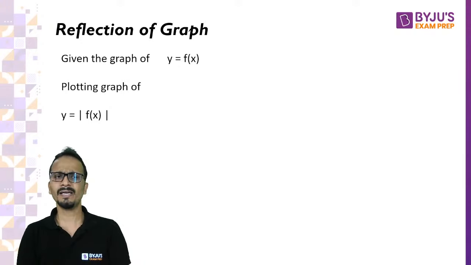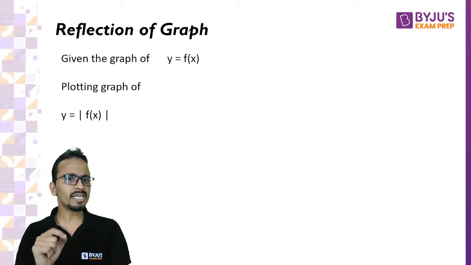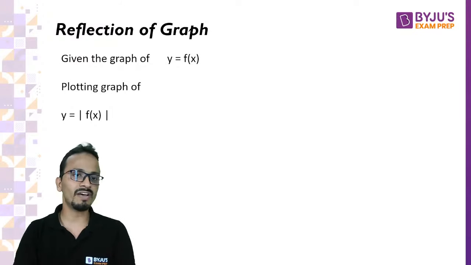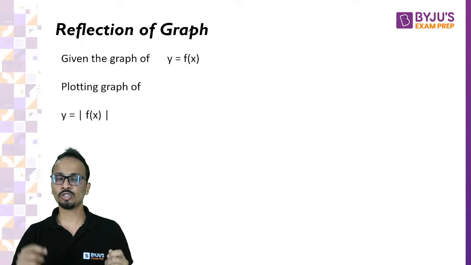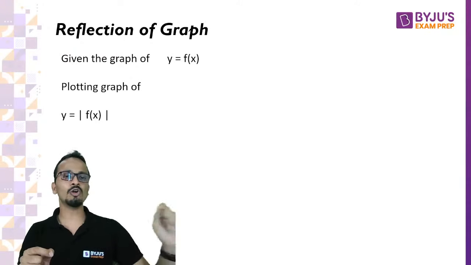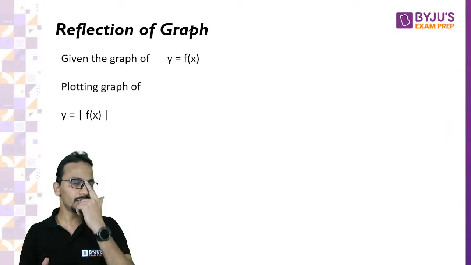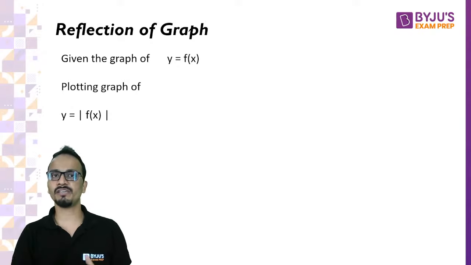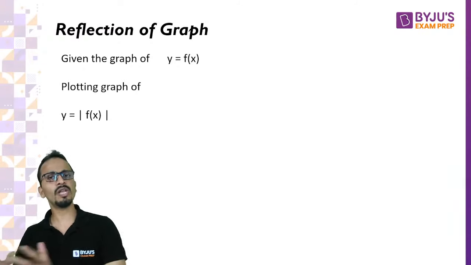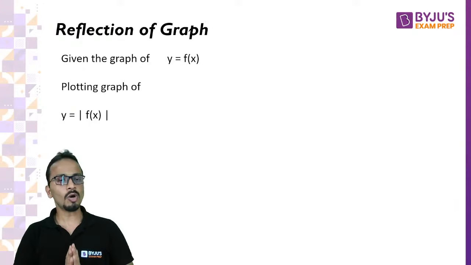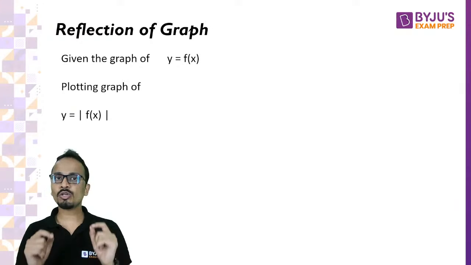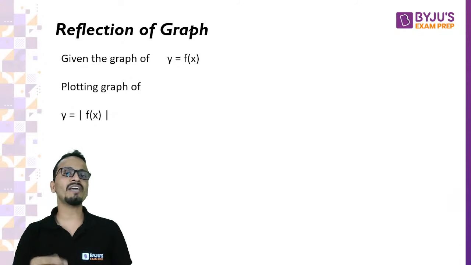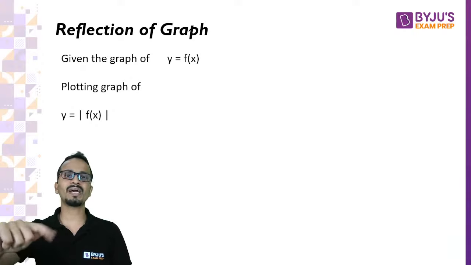What does the modulus function do? Modulus function, what it will do is, if you give an input as a positive value, the output will remain the same. So if I have a positive input, the output will remain the same. But if the input is a negative number, then it will make it a positive number. All right, simple. Output will always be a positive value. So what will happen here now? The values of y which were positive will remain as they are, and the values of y which were negative will become positive.